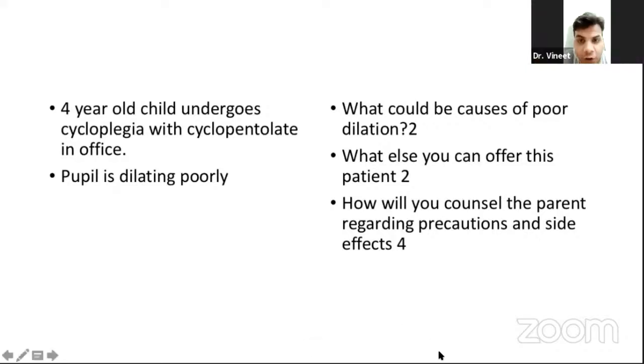Ma'am, the cause of poor dilation may be atrophy of iris or dilator muscles. You've seen children, right, doctor? 4 years. I'm sure you've seen children in pediatric ophthalmology. Yes, ma'am. Usually, what causes poor dilation? Paralysis of the muscles and sphincter muscles are not acting there. Okay, go ahead. Finish.